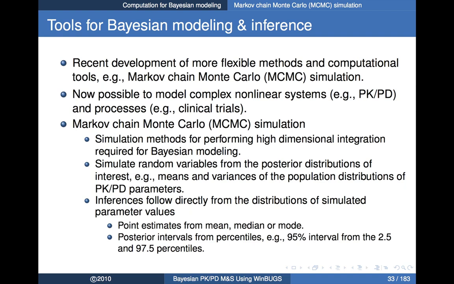So we take the distributions of the simulated parameter values. In other words, we're talking about posterior simulations again. We can generate point estimates for our parameters based on things like means, medians, or modes of those simulated posteriors. And we can generate the Bayesian analog of confidence intervals, which are generally called credible intervals in the Bayesian context, from things like the 2.5 and 97.5 percentiles of those simulated values.